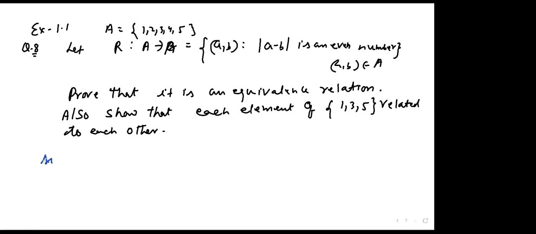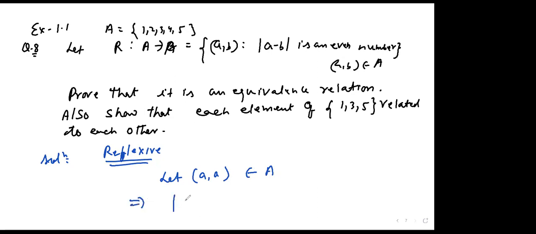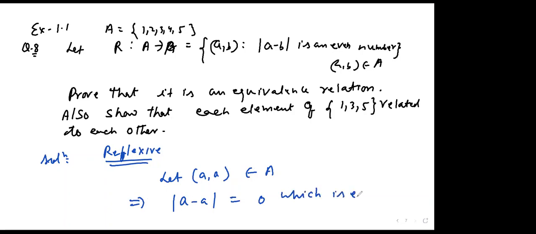Okay, so let's move on to doing this question. See, for reflexive, let A belong to set A. Then we have A minus A equals zero, which is even. Yes, zero is taken as even. That means it is a reflexive relation.